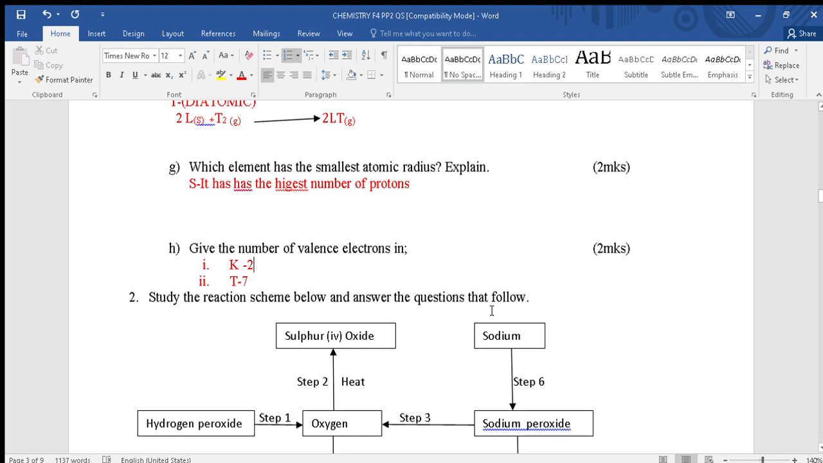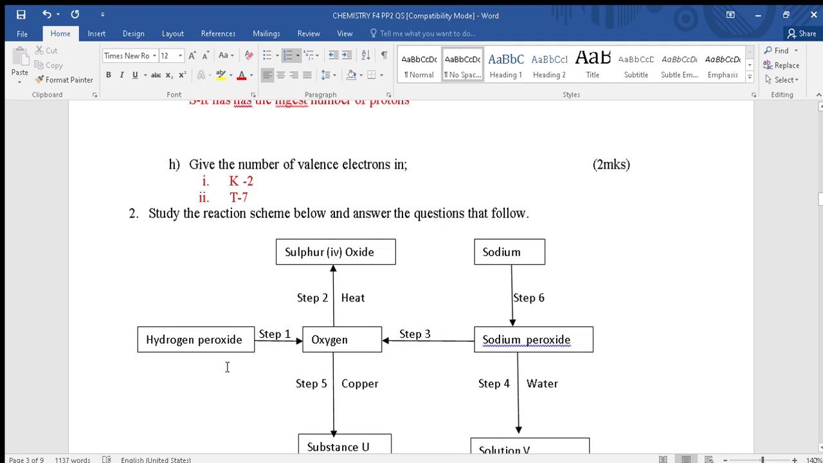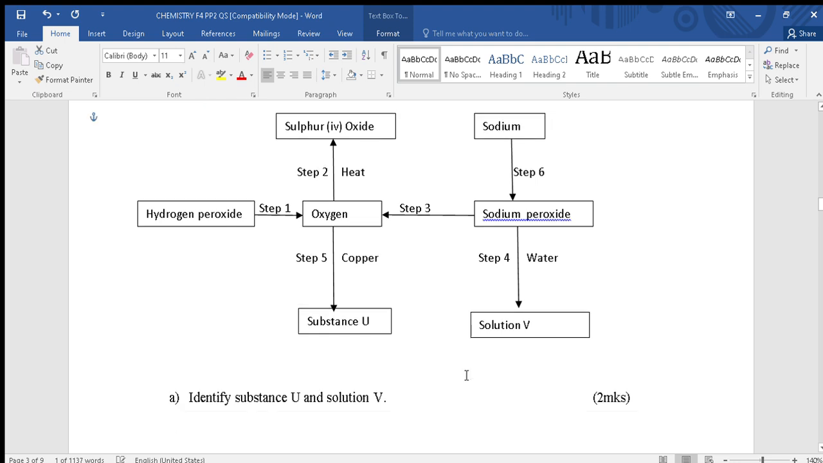You're told to study the scheme below and answer the questions that follow. So these are flowchart questions. If you're provided a flowchart question, you must study it very well. So here you have oxygen. It is coming from hydrogen peroxide. This oxygen is reacting with something here and then you form sulfur 4 oxide. This oxygen reacts with copper and then you form substance U. This sodium peroxide here is also forming oxygen, and this sodium peroxide is from sodium, and this sodium peroxide you react with water and then you form solution V. So you must understand all these processes and how they are taking place.